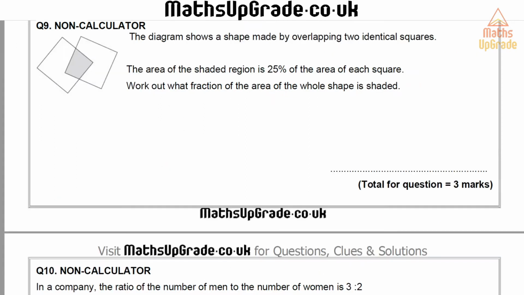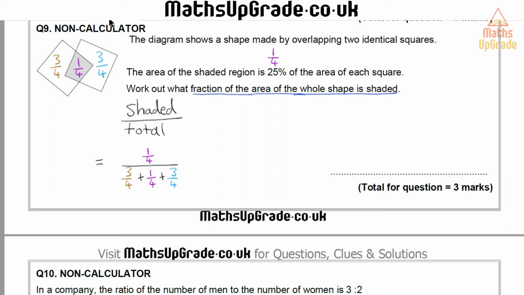Question 9. This question confused a lot of students. I'm told that the diagram shows a shape made by overlapping 2 identical squares. The area of the shaded region is 25% of the area of each square. Work out what fraction of the area of the whole shape is shaded. First of all, 25% is the same as a quarter.